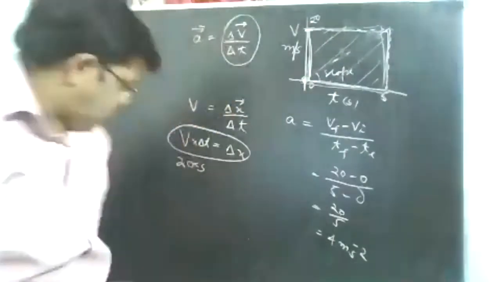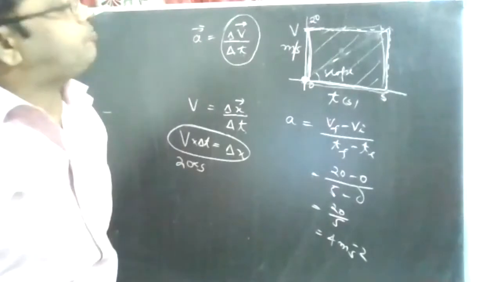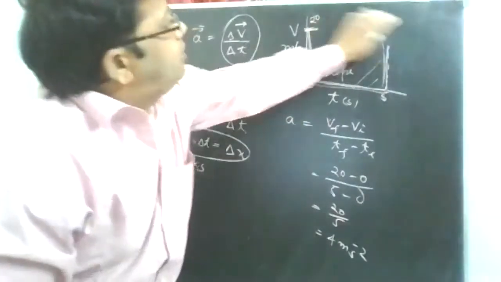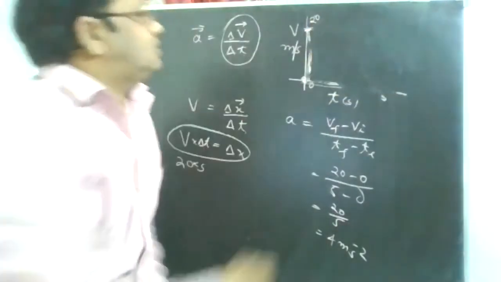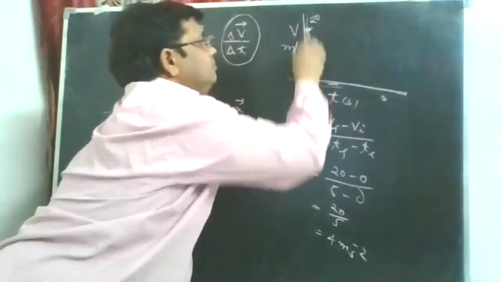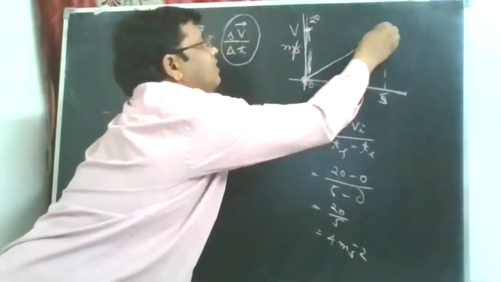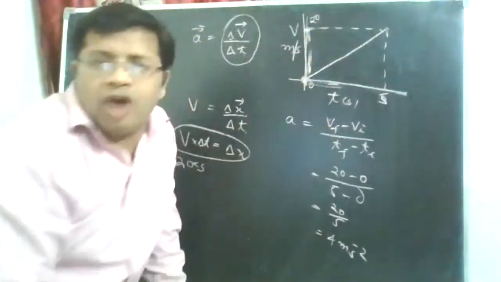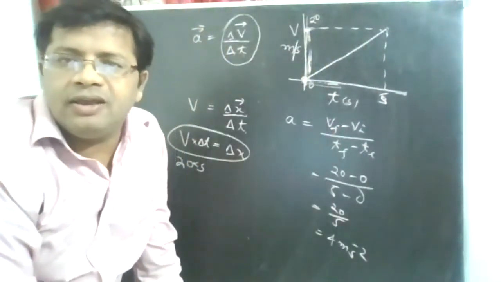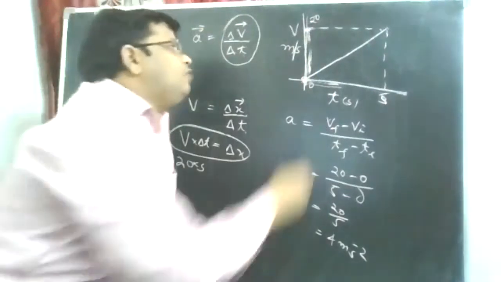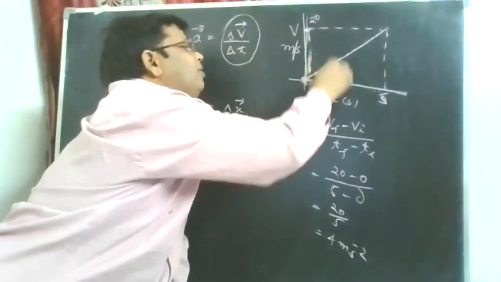But beta, here the condition is something different. What is given here? The graph is like this. This is 5 seconds and the velocity is 20. Now how can you determine the area? Beta, you have to determine the area below the graph.